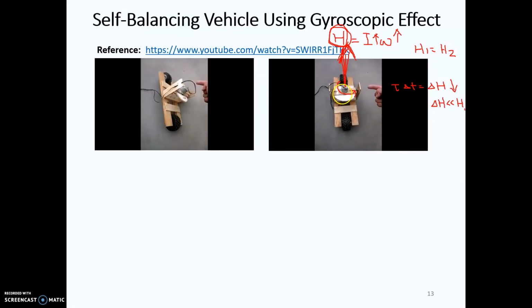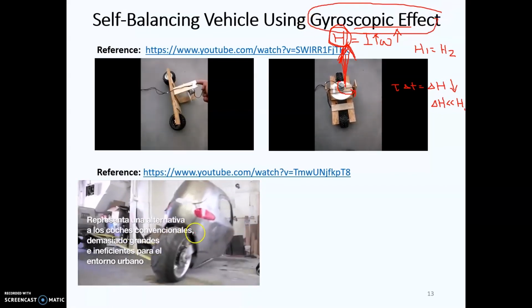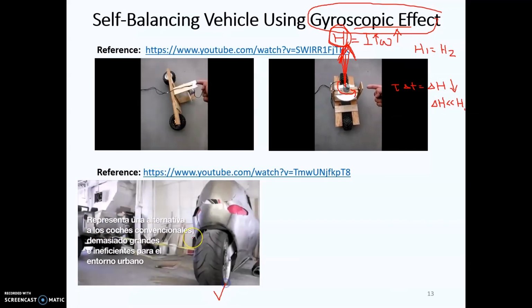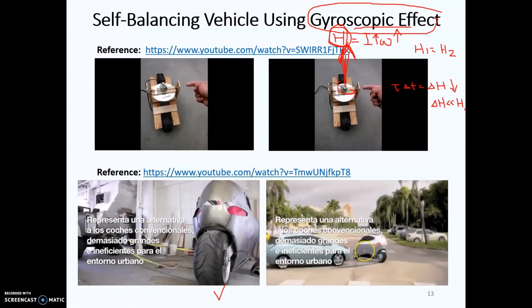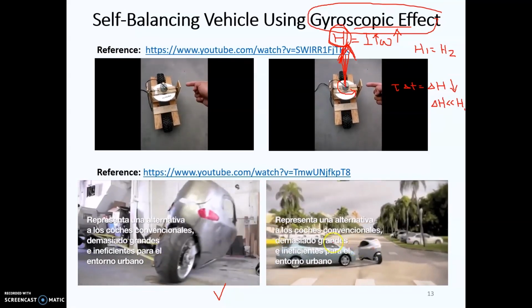This is how a two-wheel vehicle balances itself by using the gyroscopic effect. This technology can be very useful to provide high stability to a system, as you can see in this video. This technology is very useful because it can help to balance the two-wheel vehicle from accident.